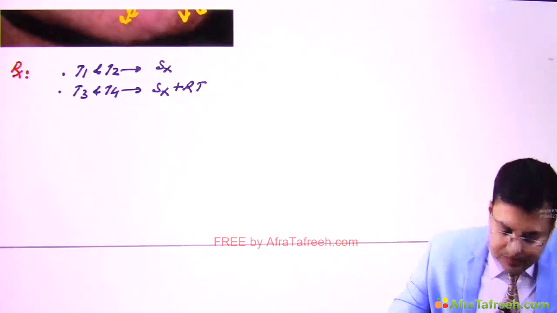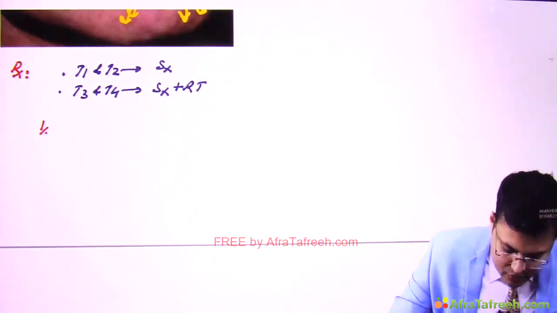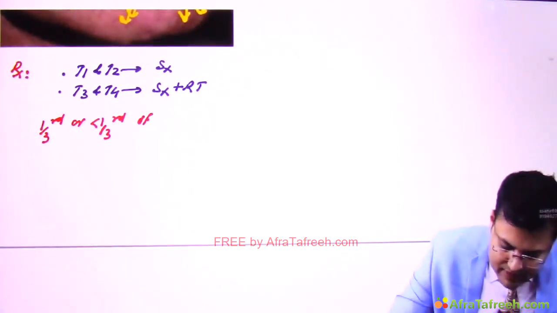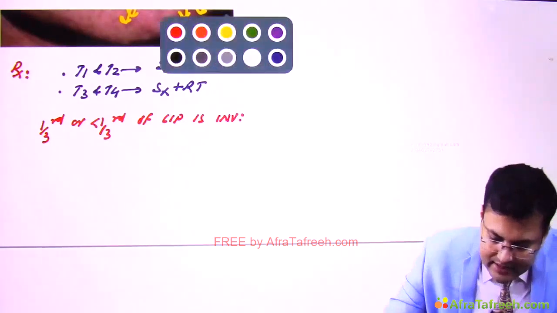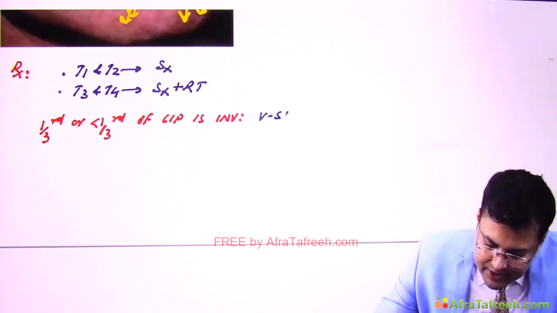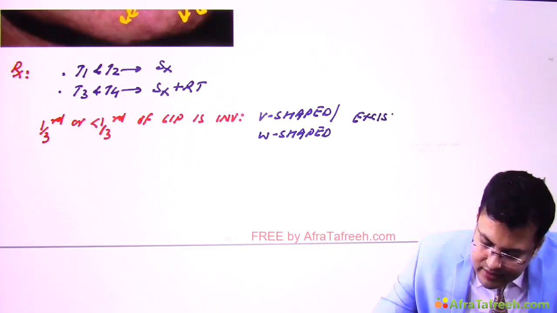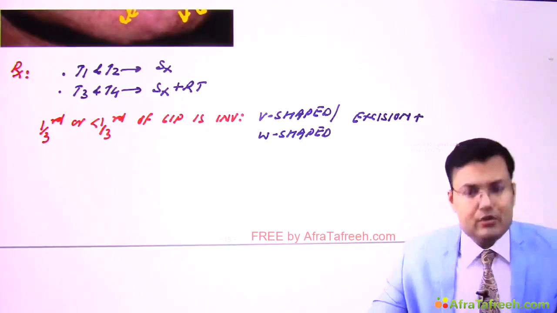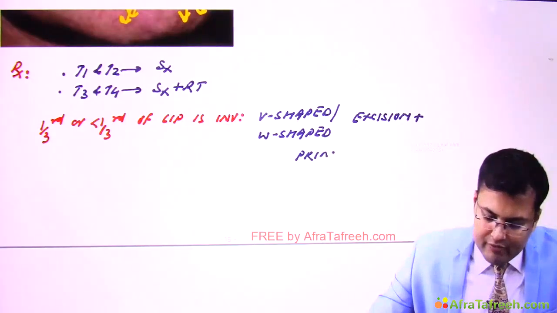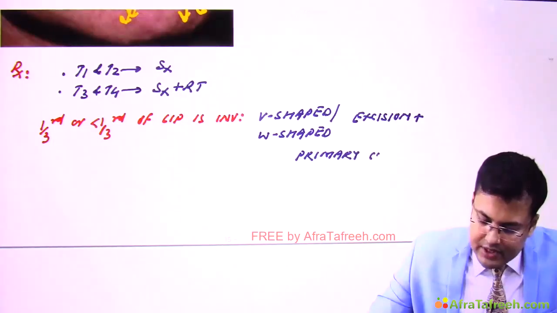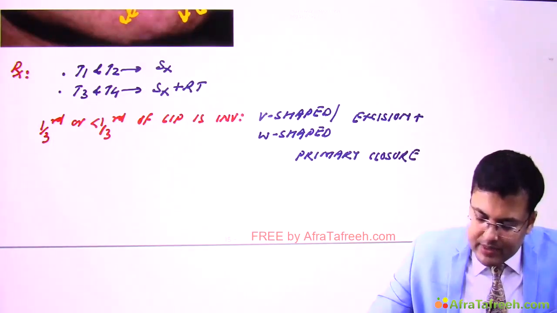Okay, so see two situations. If 1/3 or less than 1/3 of lip is involved, clear, in that case we go for V-shaped or W-shaped excision. Clear? Plus primary closure. Now see how we do this V-shaped or W-shaped excision with primary closure.